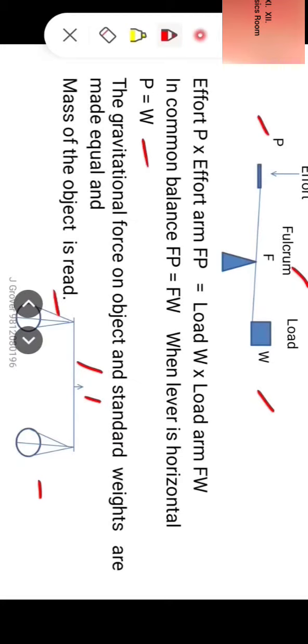Weights are kept in one pan and the matter is kept in the other pan. When the lever becomes horizontal, the weight of the matter becomes equal to the weights placed in the other pan. That's how the mass of the object is read. Actually it will be mg. You have to divide the weight by g, then you will get the mass.